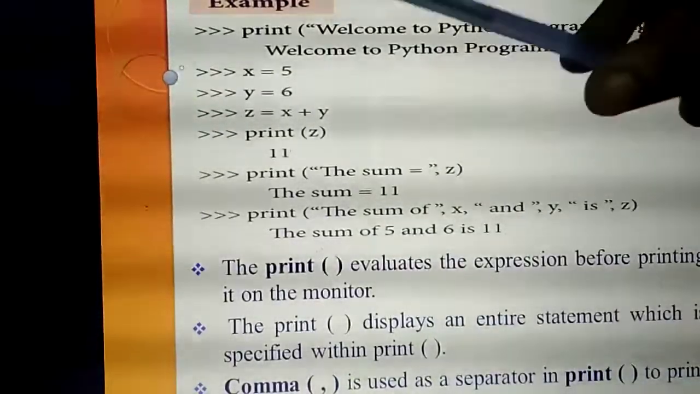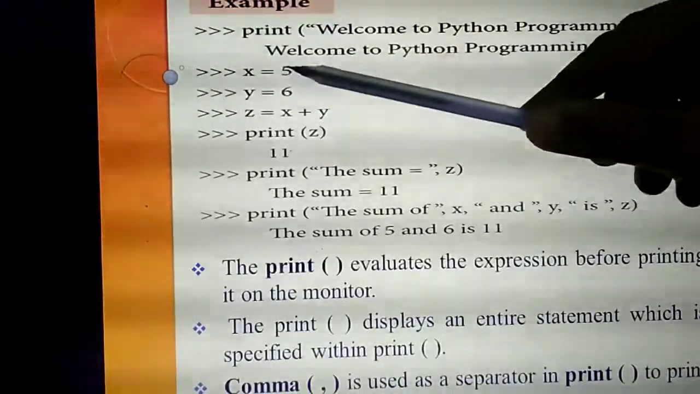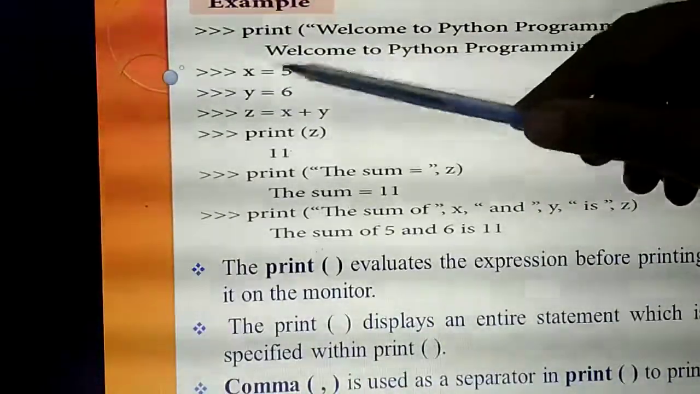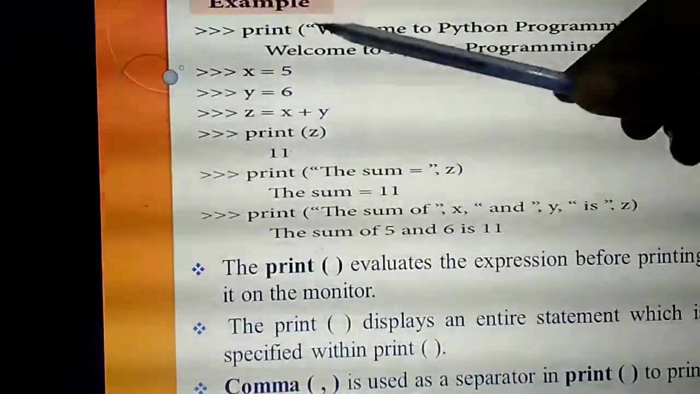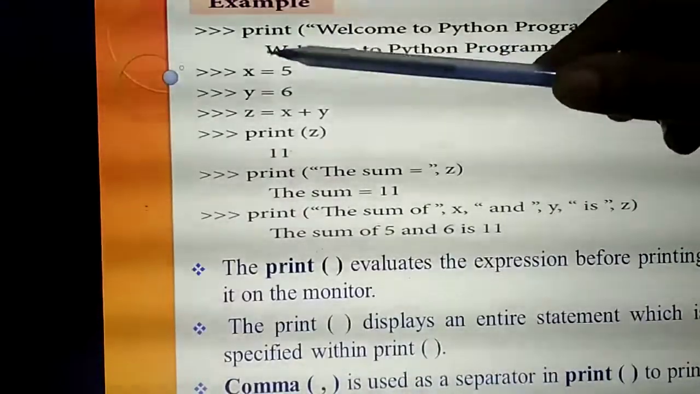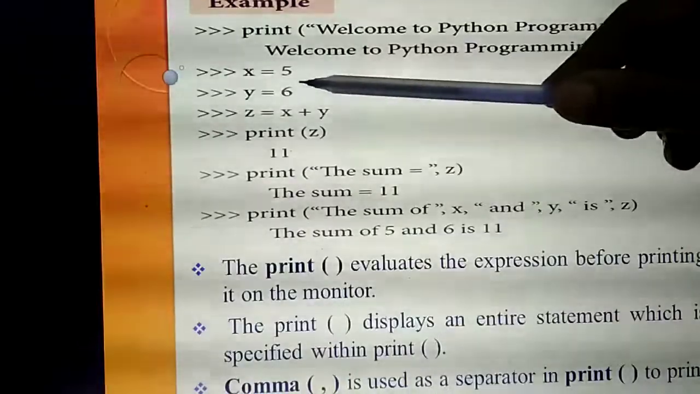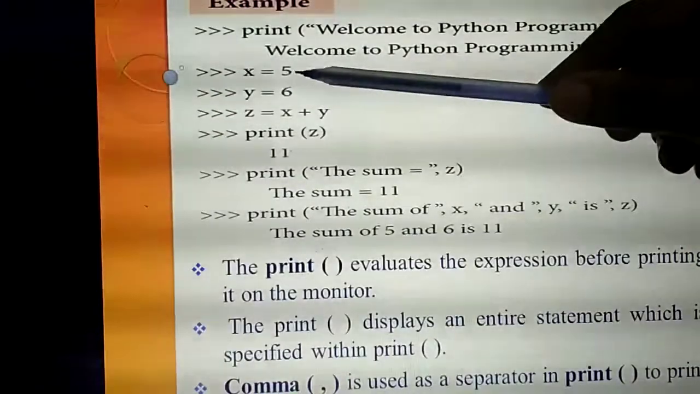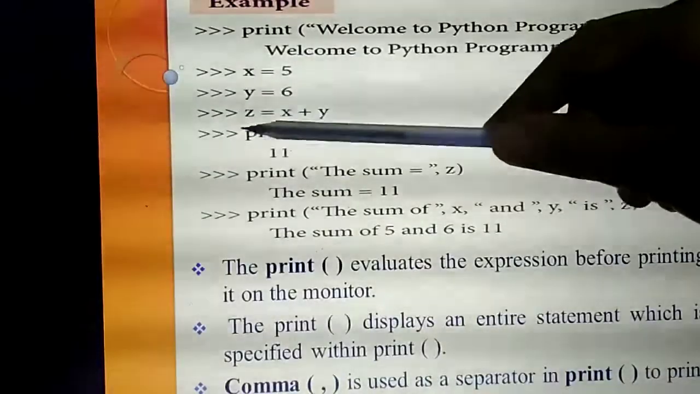Next example. See, x equal to 5. What's the meaning of this? The value of x is 5. This is all input; I am giving input. x equal to 5, y equal to 6. Next, I am going to add these two variables. What are the variables? x and y. So what's the value now? 5 plus 6, 5 plus 6 equal to 11. That value I am going to store in a variable called z.